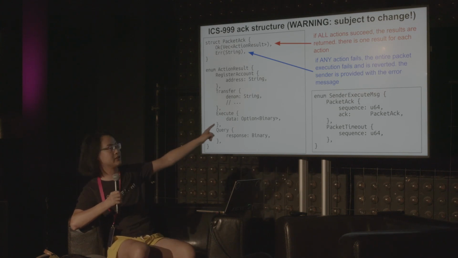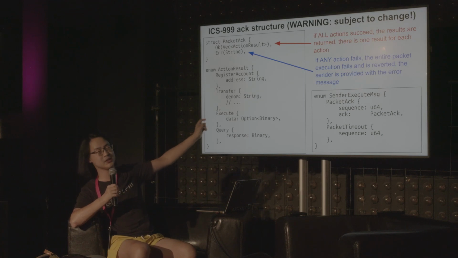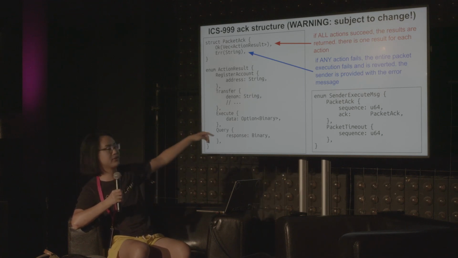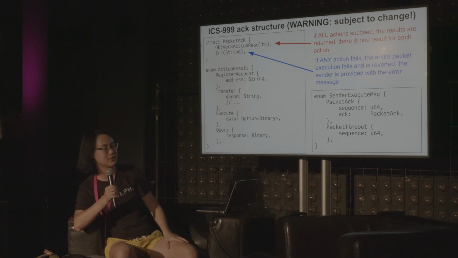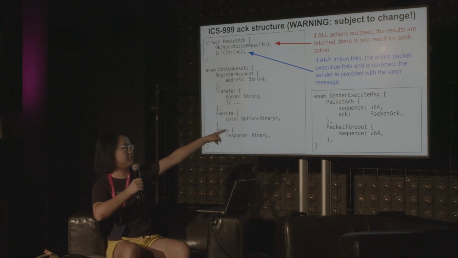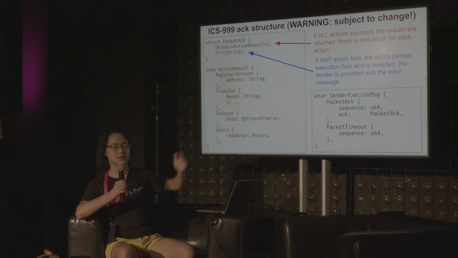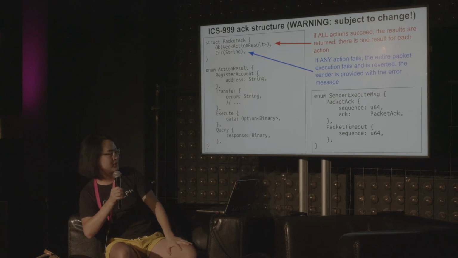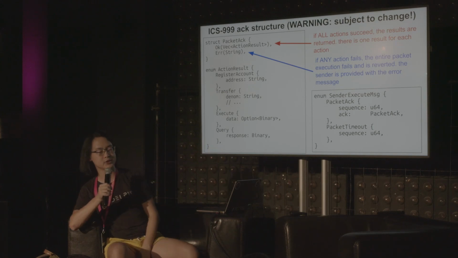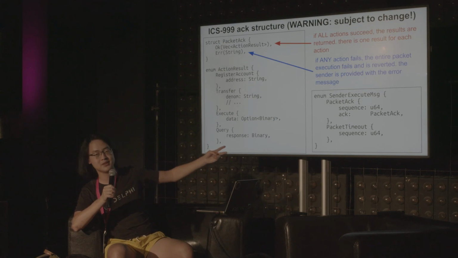For transfer, we're going to give you the IBC denom on the recipient chain and a number of other things which I will not go into too much detail. For execute, we will give you the response data that was returned. For query, obviously, we're going to give you the query response. So on the bottom right, your sender contract can optionally implement these 2 methods.